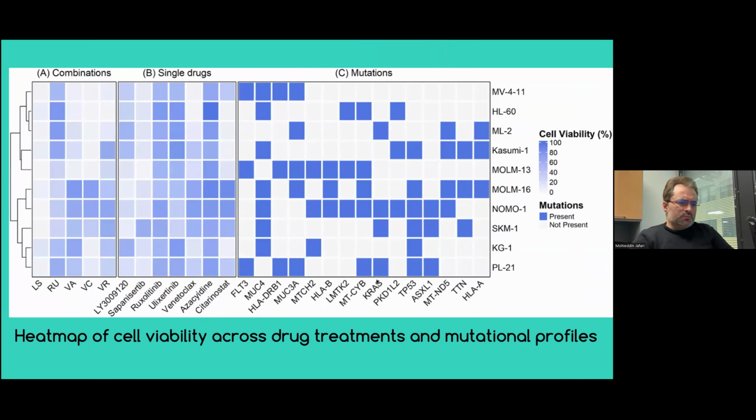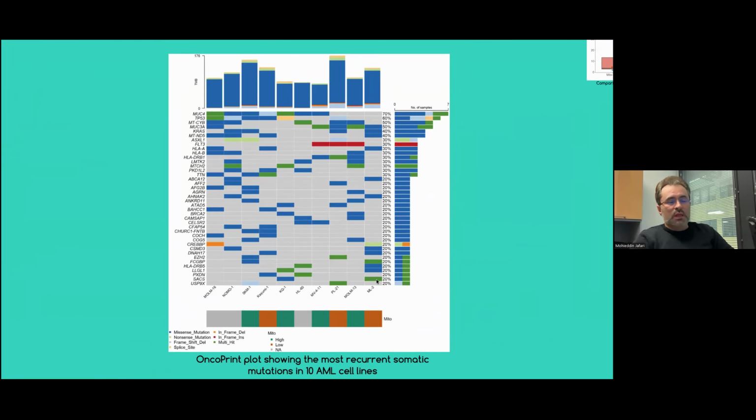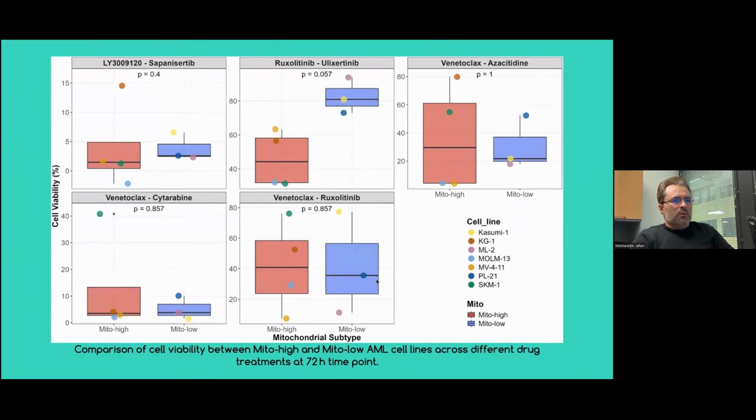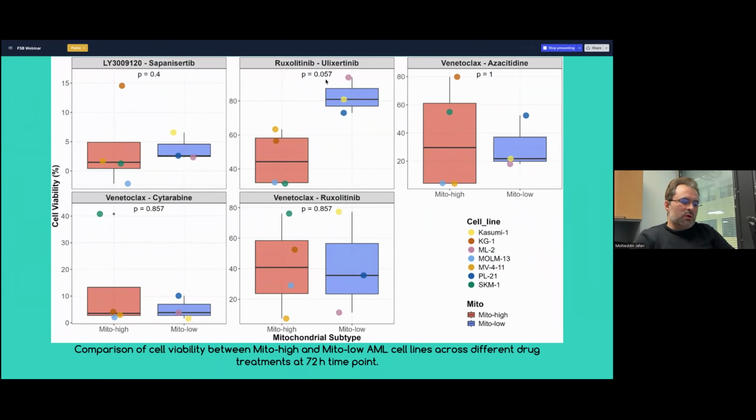We also checked the mutation background, and based on this study we found that some mutations are related to this combination. Finally, we go further with some specific patterns. You know there is a study that AML is related to mitochondria, so we have mito high and mito low AMLs, and we show that our combination worked well in mito high, at least one of our combinations, RU.